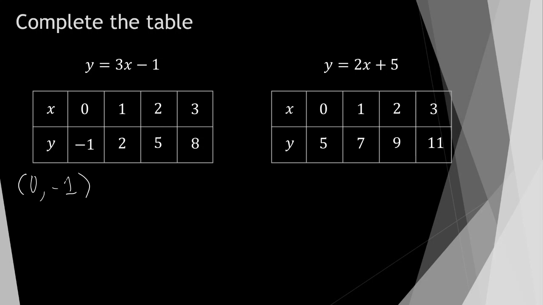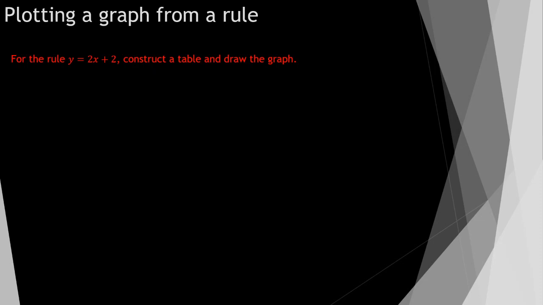When x equals 1, y equals 2. 2 and 5, and 3 and 8. These are my 4 dot points that I can put on my Cartesian plane. So let's put that all together here, and let's take a rule, construct a table, and draw the graph.